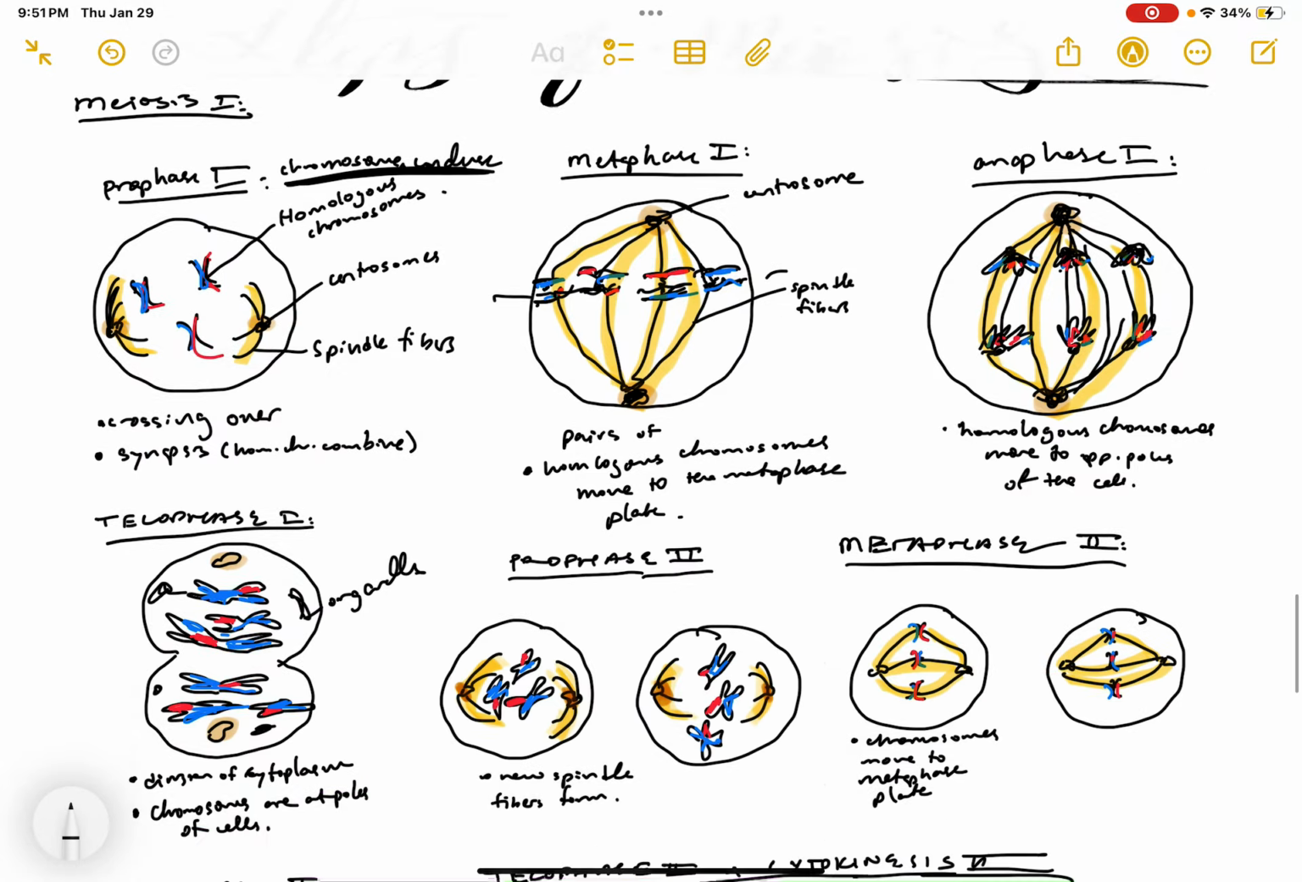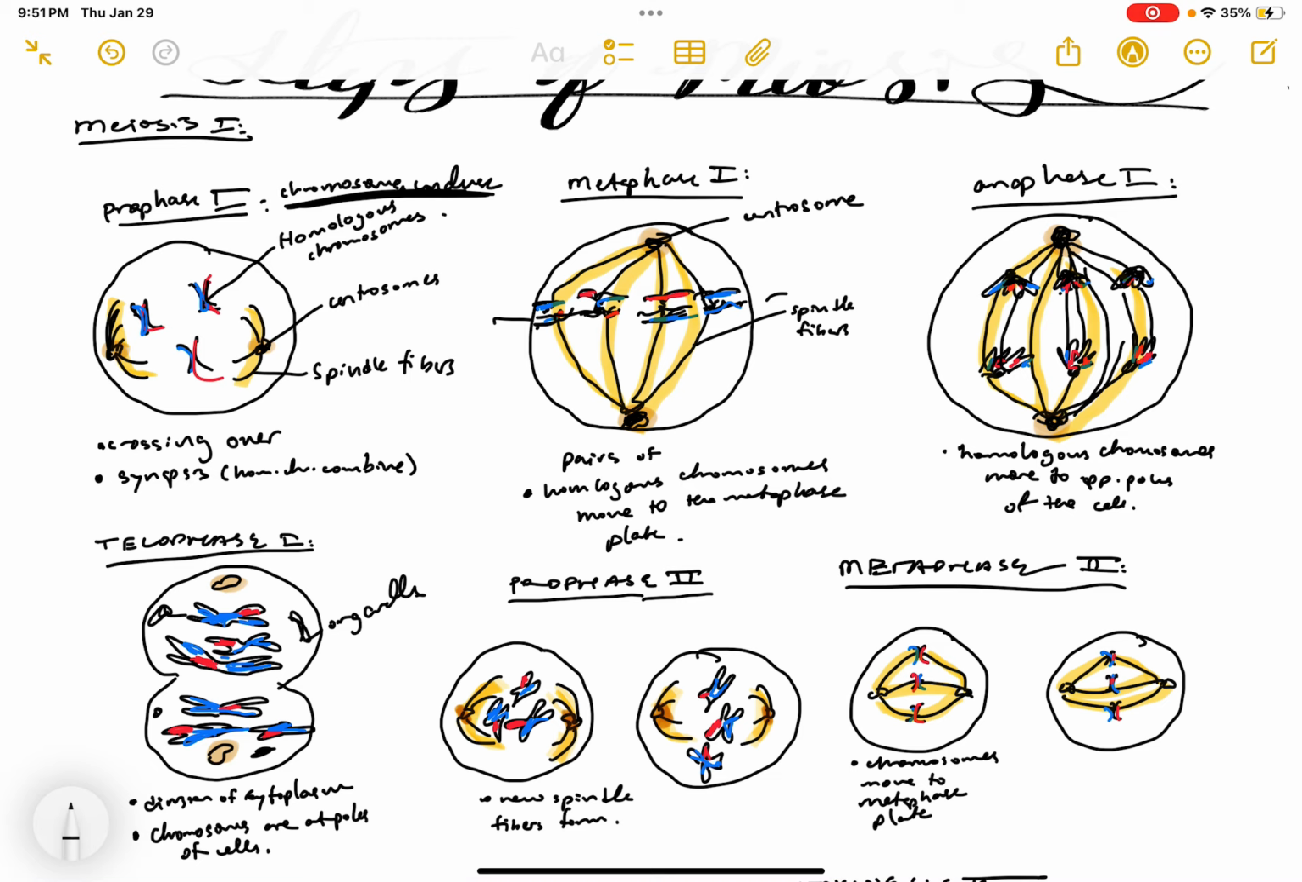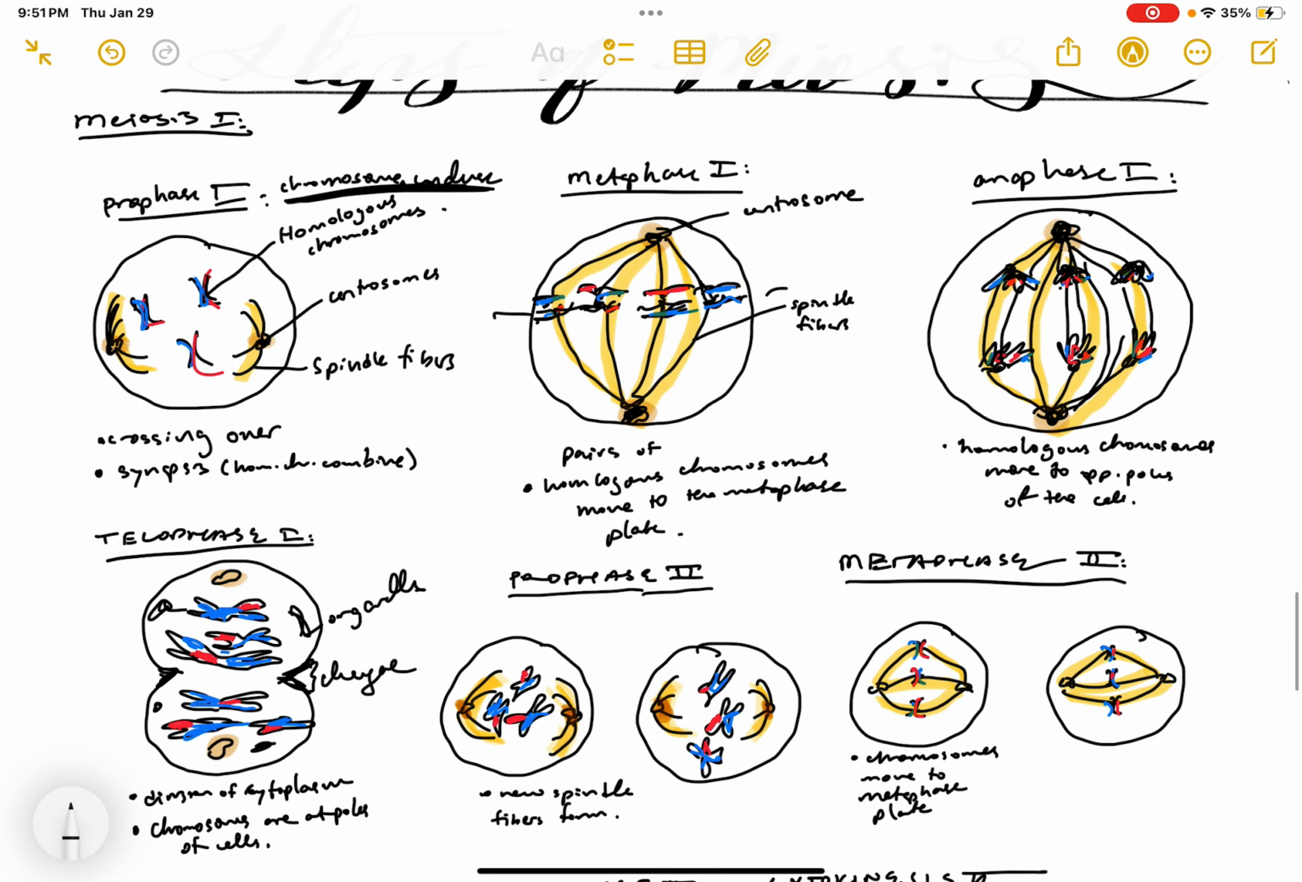Now, what happens in telophase 1 is there is a division of cytoplasm, and chromosomes are at the poles of the cells. So the cytoplasm is dividing, and there's cleavage that forms as a result, right? There's this space. They haven't fully divided yet. This step is kind of similar to telophase of mitosis, but the process is different.